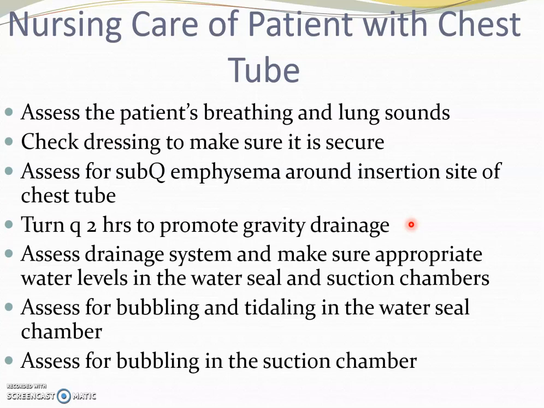You also need to assess your drainage system. Make sure appropriate water levels are in the water seal chamber and in the suction chamber if it's a wet system. If it is a wet system, you're going to assess for bubbling in the suction chamber. If it's a dry system, you're going to look at the dial, make sure that it's set at the appropriate amount of suction and that the bellow is expanded, meaning it's hooked to suction. You're going to assess for bubbling and tidaling in the water seal chamber. Tidaling is normal. Absence of tidaling, remember, means obstruction. And bubbling, do they only bubble when they cough, or is it continuous bubbling? If it's continuous bubbling, it's an air leak.